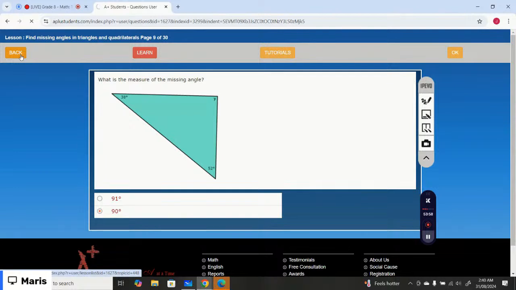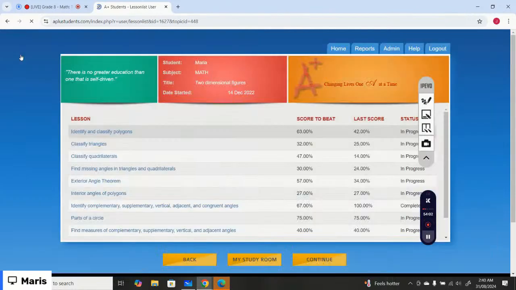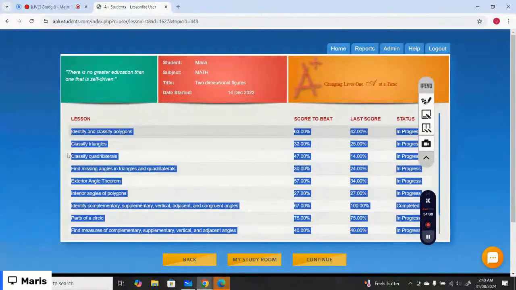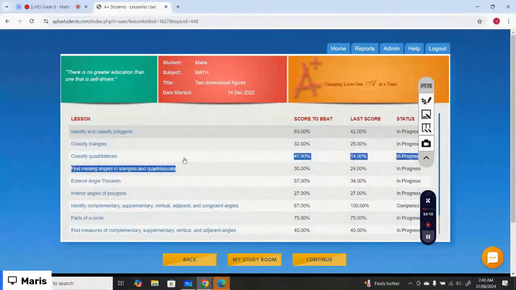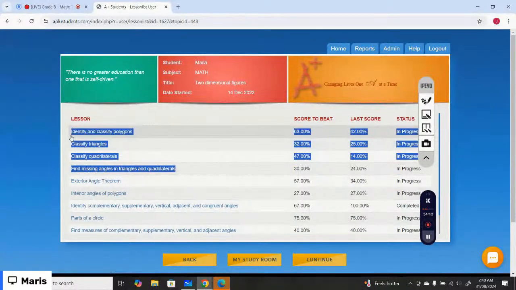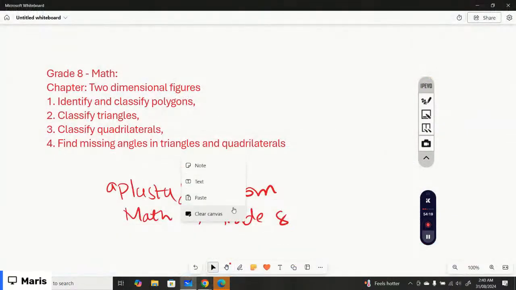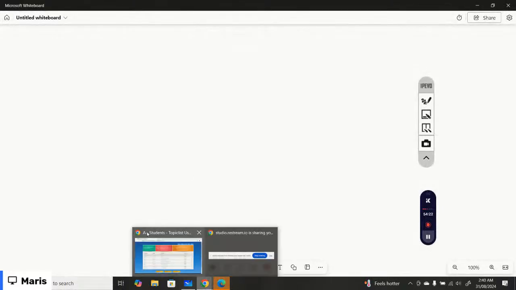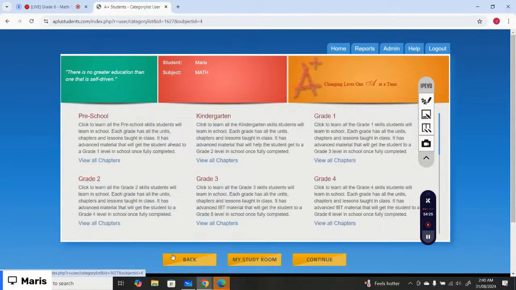So, we were working on grade 8 math. The chapter we were working on is two-dimensional figures. The lessons we have covered today are identify and classify polygons, classify triangles, then classify quadrilaterals, and find missing angles in triangles and quadrilaterals. So please make sure before the next session you complete all the practice questions for the lessons we just did. That is your homework until next session, right?